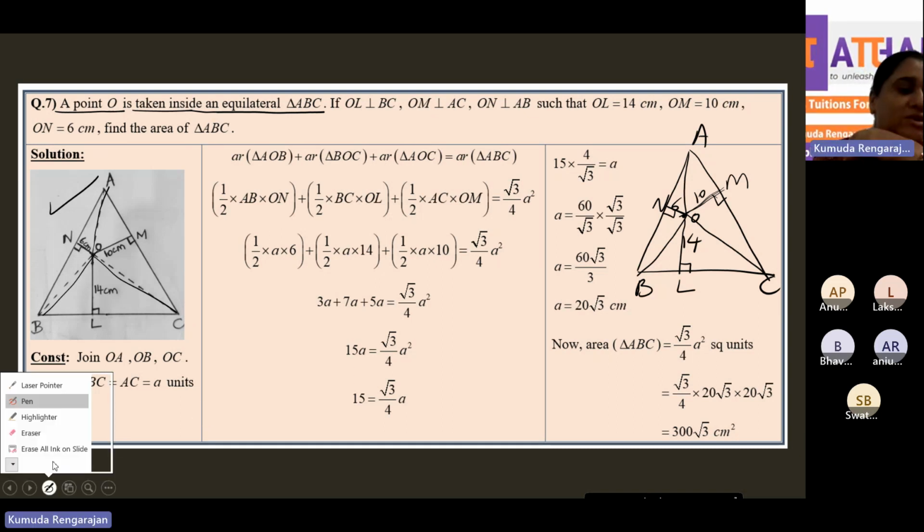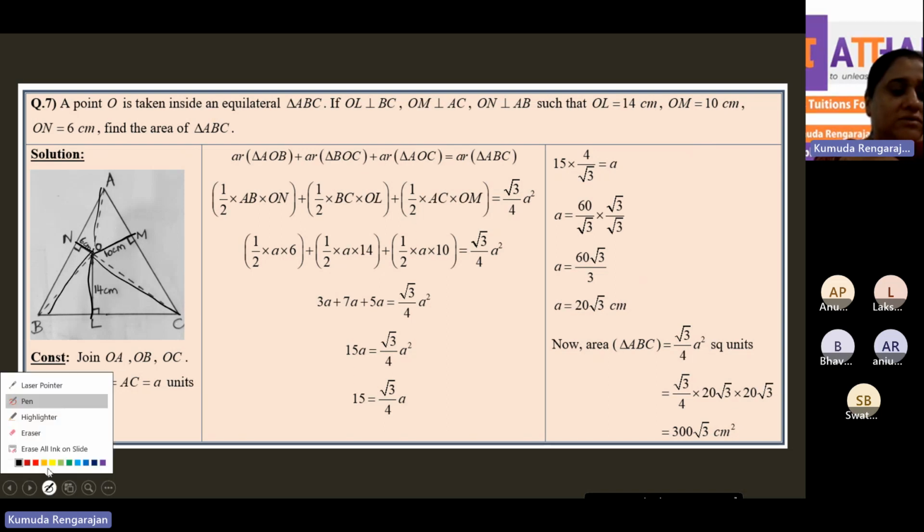Line segments which are given in the question, you can show using a straight line. But when you are joining OA, OB and OC, you show that using dotted lines. What was given in the question already can be represented using a straight line like this. We joined O to A, O to B, and O to C, so that one is on dotted lines.